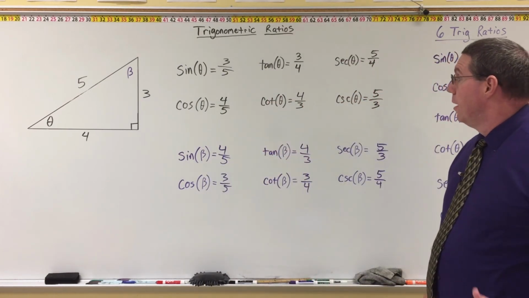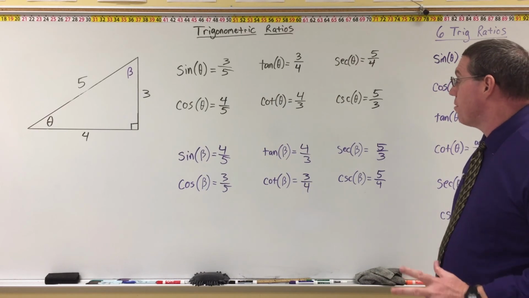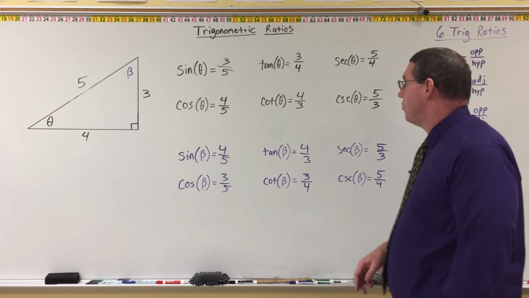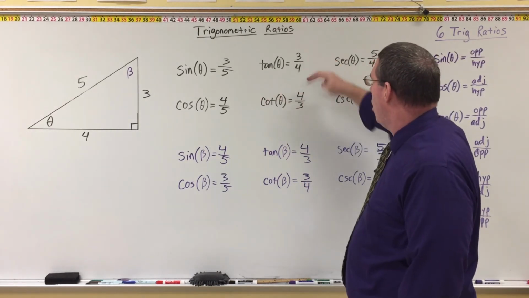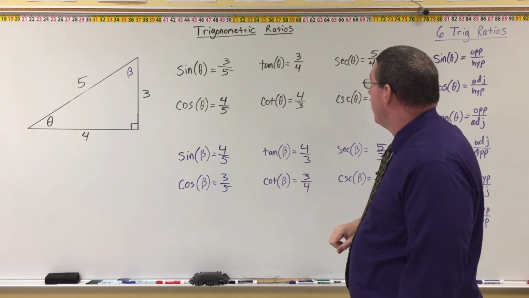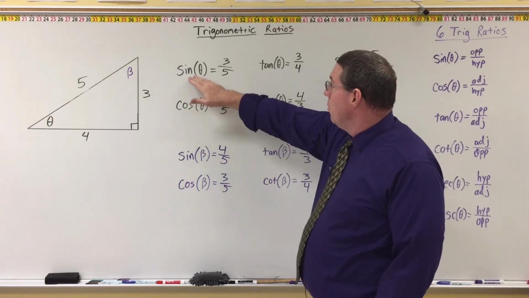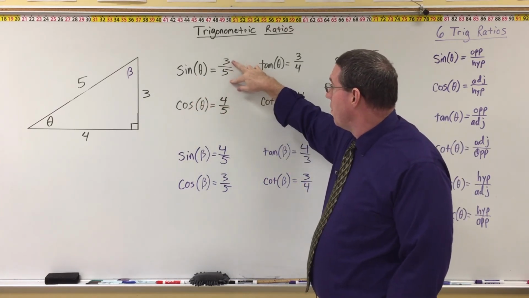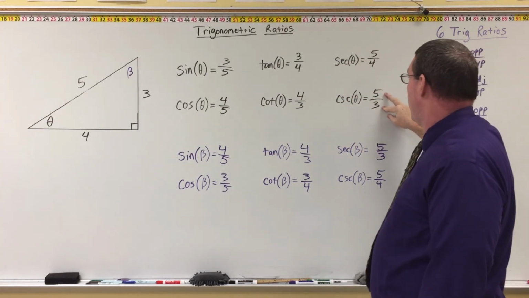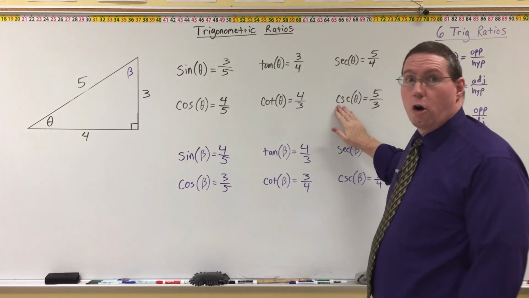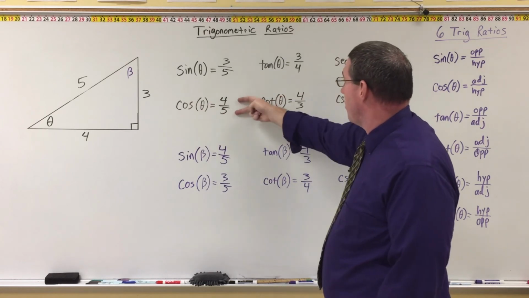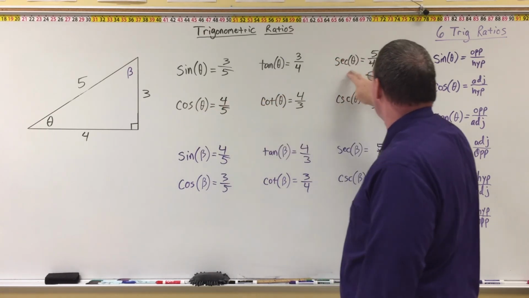Now, you may notice some patterns here, and I want to point them out to you. The first pattern is that tangent and cotangent are reciprocals of each other. That will be true every single time. Similarly, sine, notice that sine 3/5 is the reciprocal of cosecant 5/3. That is always true as well. Sine and cosecant are always reciprocals of each other. Similarly, cosine and secant are reciprocals of each other. Cosine is 4/5, secant is 5/4.